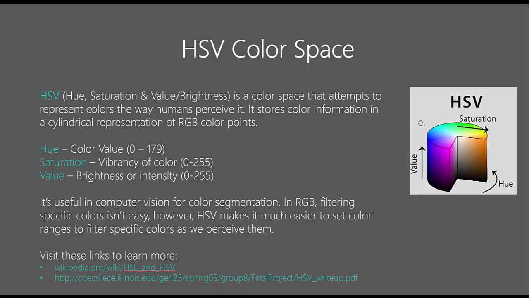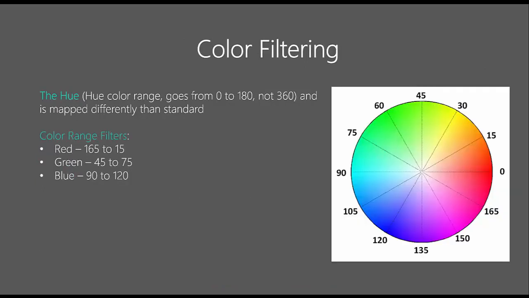Now HSV is very useful in color filtering. If you want to learn more about HSV and HSL, which is another similar color space, you can look at these links here. They have some very useful information. Color filtering is why HSV is so useful. This is a representation of a cylinder for OpenCV itself. When you're filtering on color, we're filtering on the hue part of the HSV.